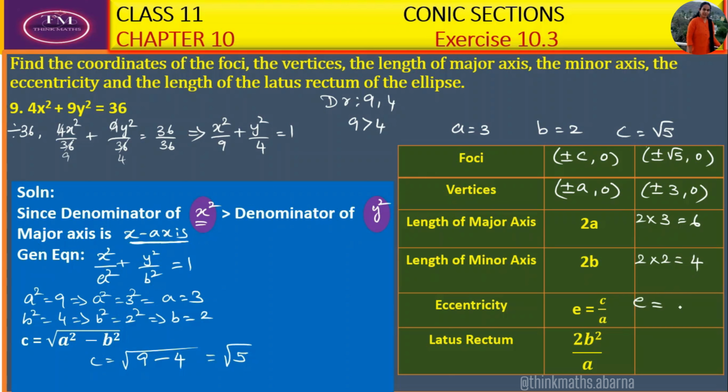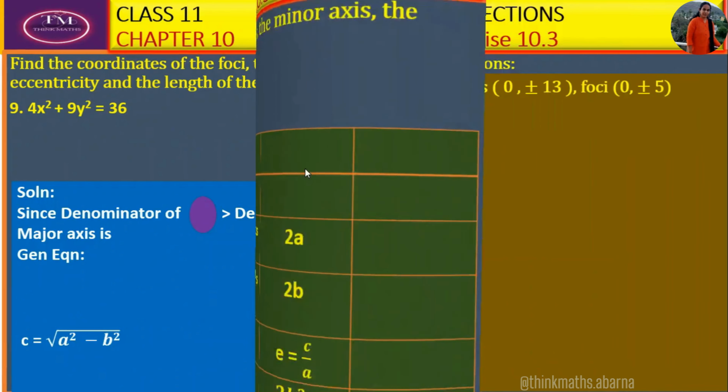E is c by a. C is root 5 and a is 3, so root 5 by 3. Next, latus rectum is 2 into b square by a. B square is 4 and a is 3, so 8 by 3 is the latus rectum. Clear, children? Understood? Yes. So the first 9 set of problems deals with focus, vertices, major axis length, minor axis length, eccentricity and latus rectum. Okay. So shall we move on to the next set?